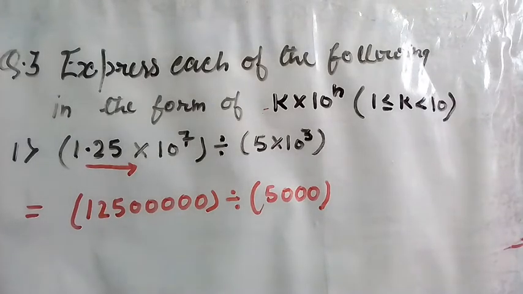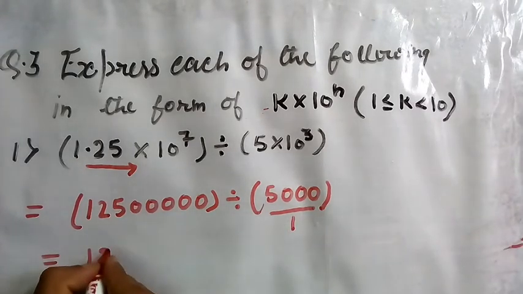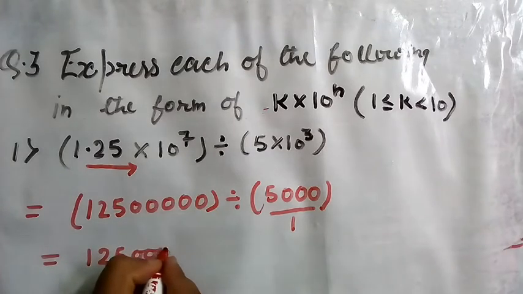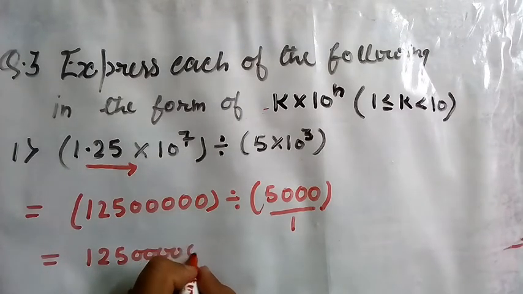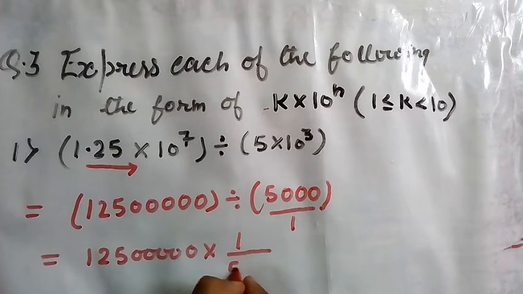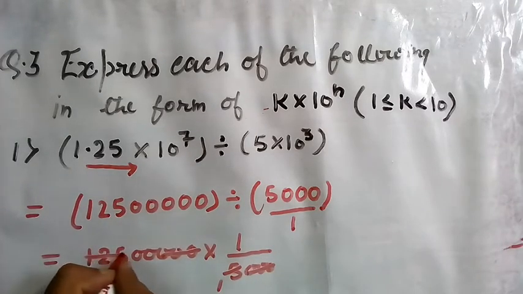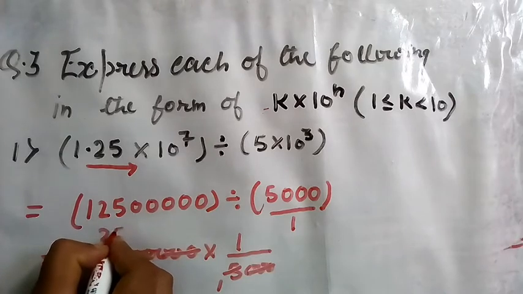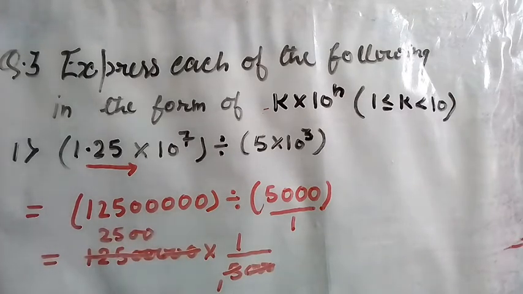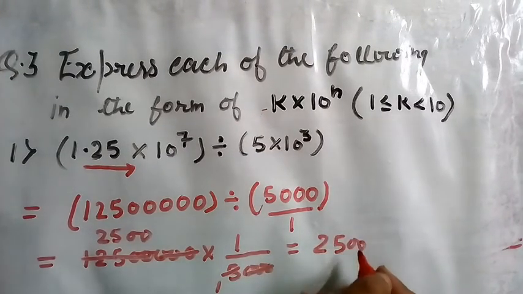Now divide them. So 1,25 lakh as it is, change divide into multiply and take reciprocal of divisor, so it will be 1 upon 5,000. Now divide them. 3 zeros are cancelled, 5 ones are 5, then 5 25s are 125 and 2 zeros as it is. Means your answer is 2500.